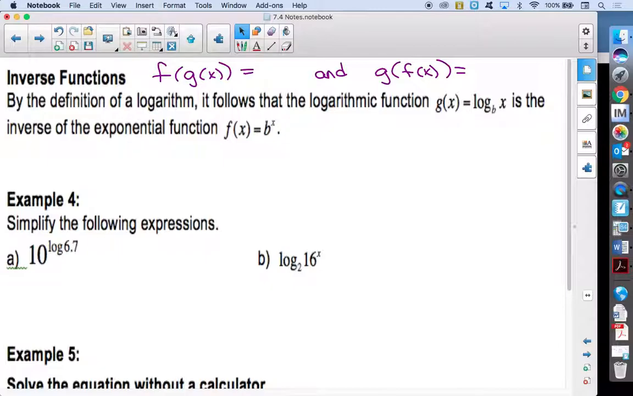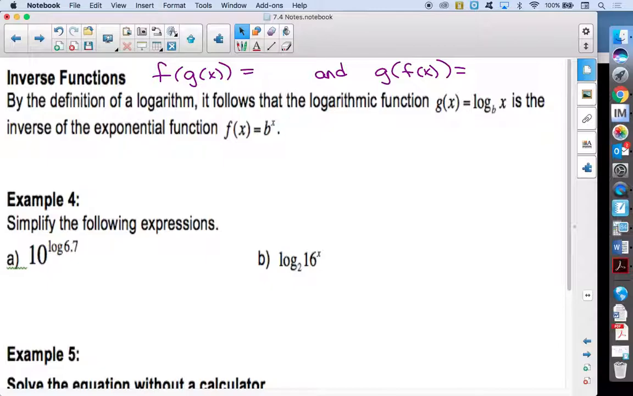So it says, by definition of a logarithm, it follows that the logarithmic function g of x equals log base b of x is the inverse of the exponential function f of x equals b to the x. So they are inverses of each other as long as the base matches. We can pretty much say that they would be inverses. But I want you to remember a little bit about inverses before we actually start working through the problems.